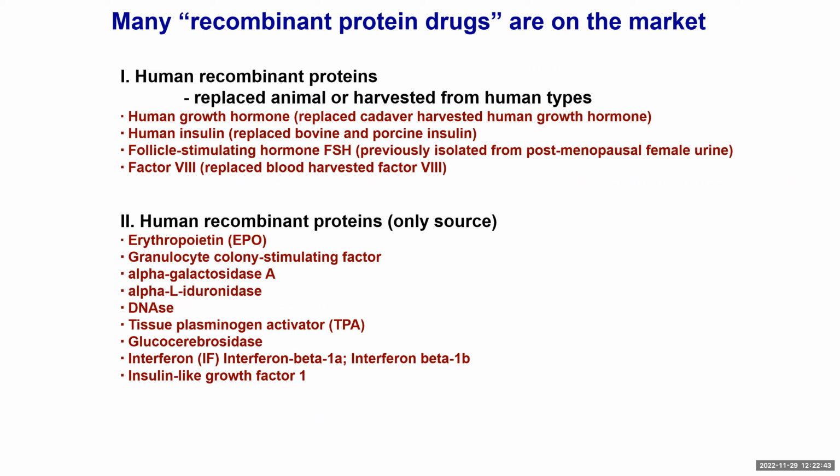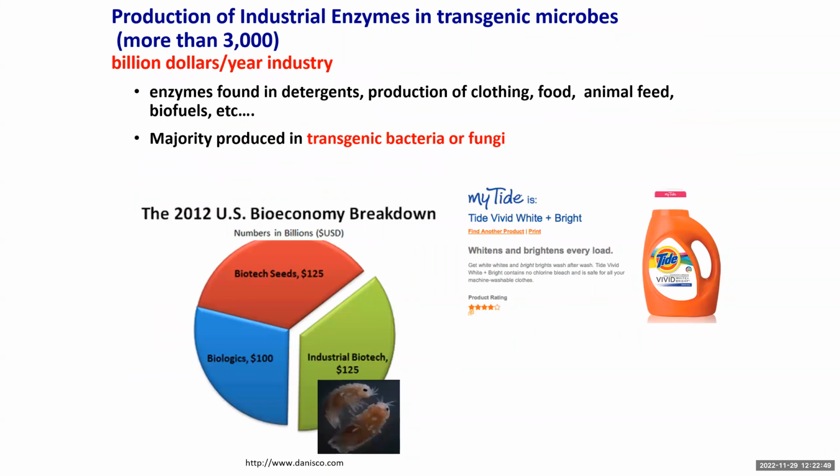We also use this process to make enzymes and other large quantities of proteins for industrial use. For example, anytime you see a product that says that it comes with enzymes, those enzymes are probably produced in a bacteria. This includes many enzymes that are found in detergents, in the production of clothing, food, and animal feeds, and some biofuels. Most are produced either in transgenic bacteria or yeast.